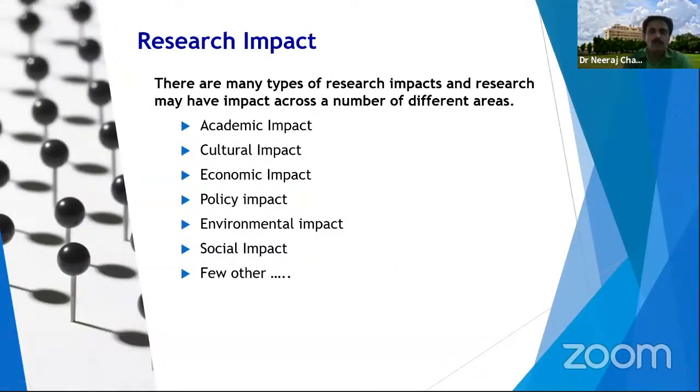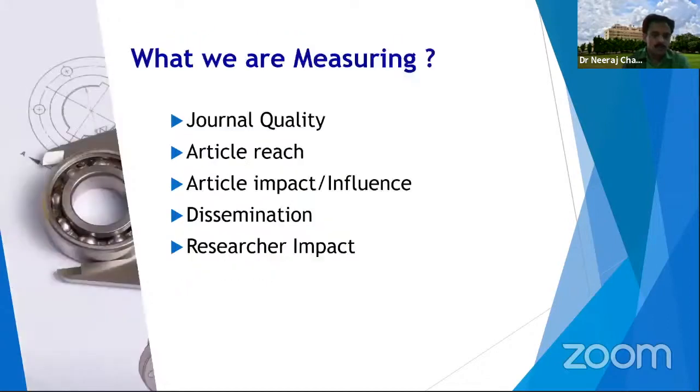What kind of research impacts are there? There are many types of research impact, which may span a number of areas. It may be academic impact, cultural impact, social impact, policy impact, or sometimes environmental impact. These are the different impacts which we need to measure.